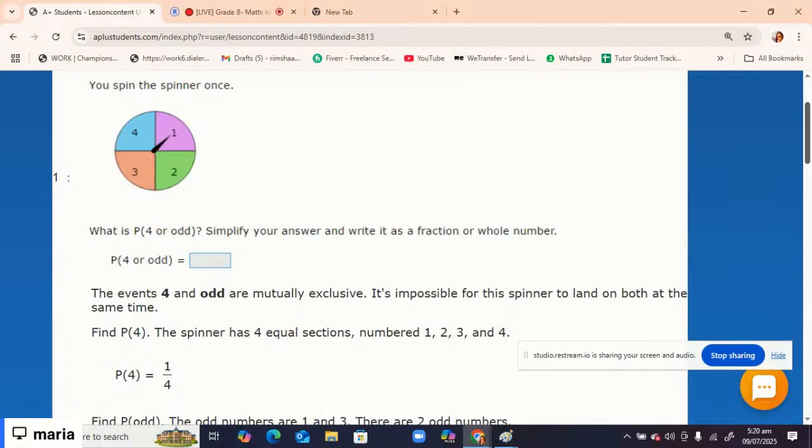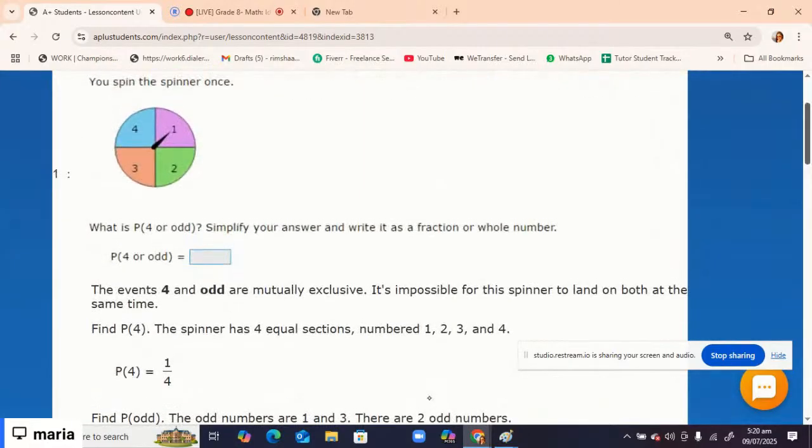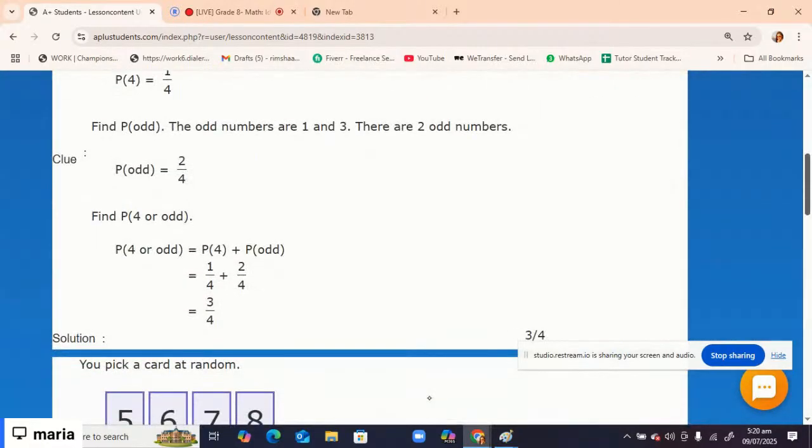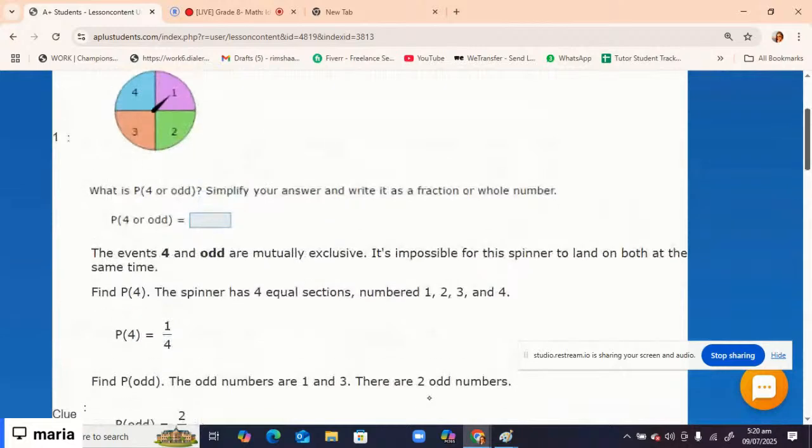So, first of all, we are going to find out the probability of 4. So how much is the probability of 4? There are only 4 total, and the probability of 4 is 1. So it's 1 by 4. How much is the probability of odd numbers? How many numbers are odd? Two numbers. 2 by 4, so that answer is 1 by 2. Now just add up both of these. Or means add up. Okay?